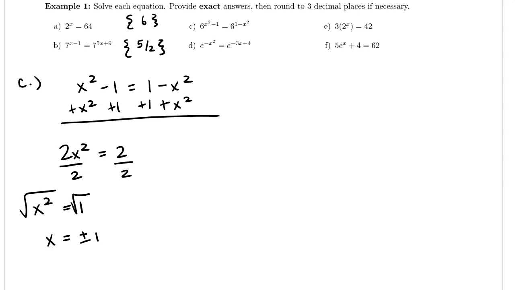And if we plug in either of those back into the original equation, we will end up getting the same answer on both sides of the equation. So these are going to check out. So my solutions here are -1 and +1 for part C.